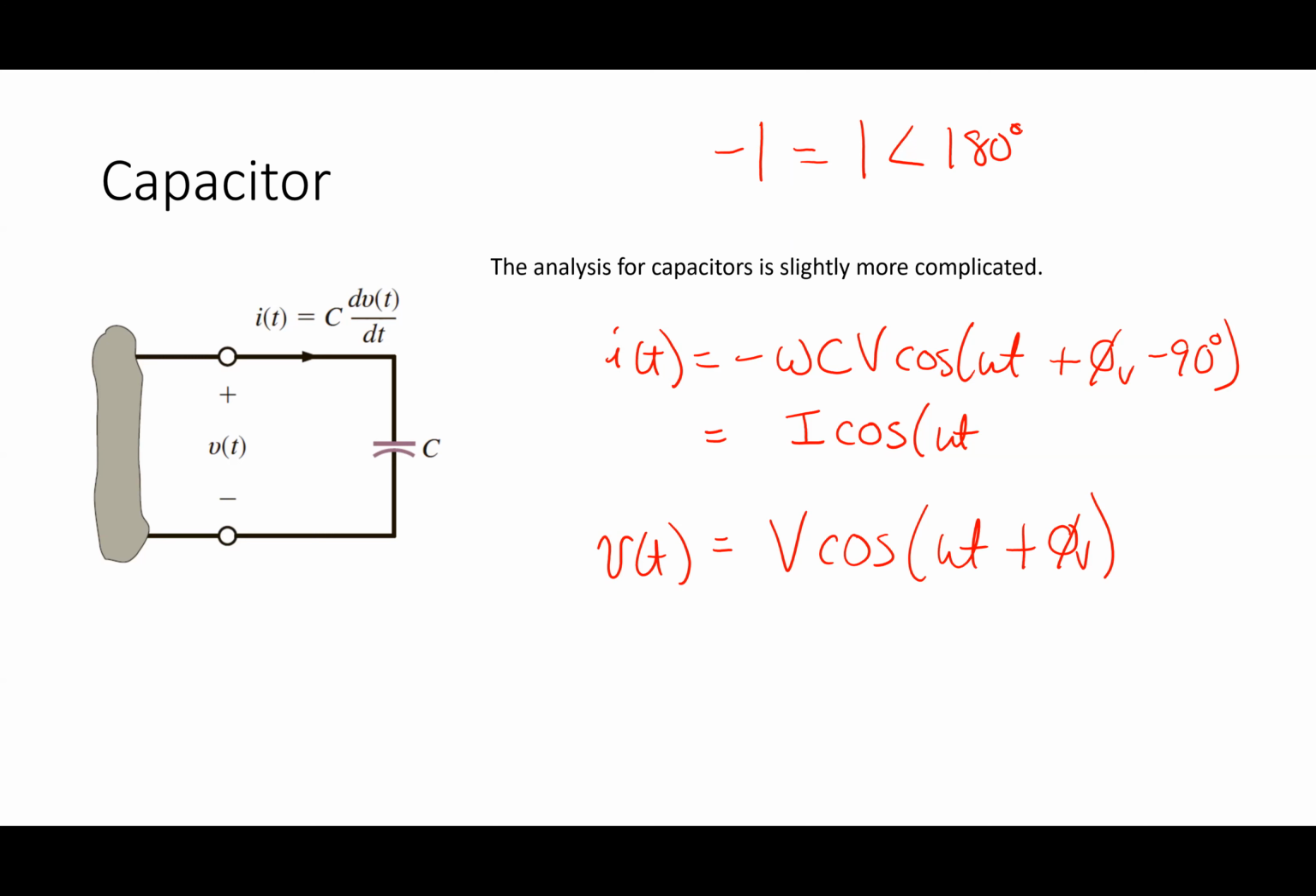So what I'm going to do is, and there's a trig identity for all this sort of stuff, I can move that minus sign inside of this thing and write this as omega t plus 90 plus phi v. And I'm going to say that I equals omega C V for a second. I equals omega C V.